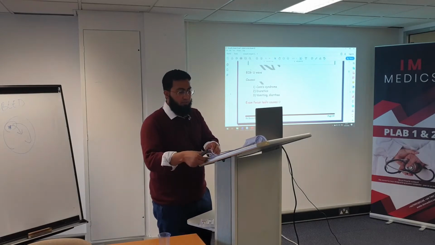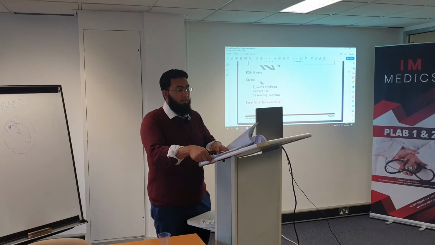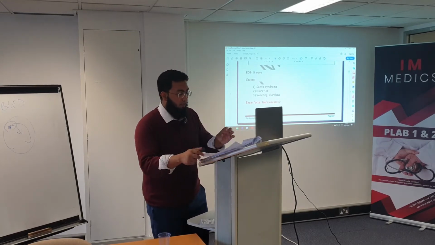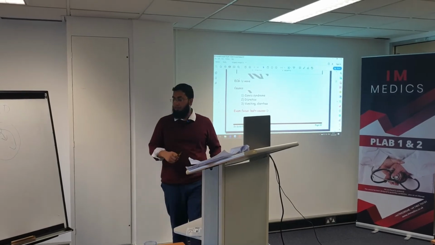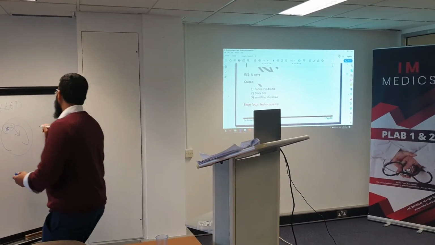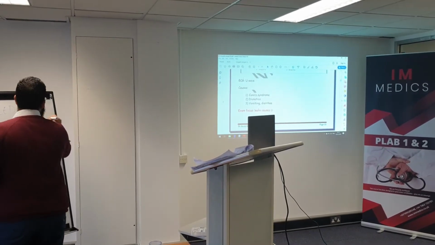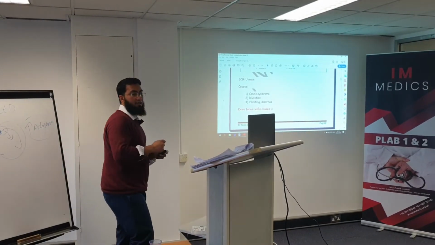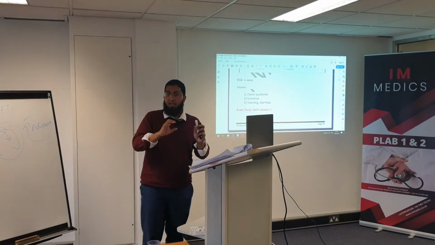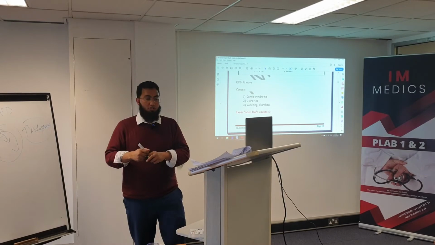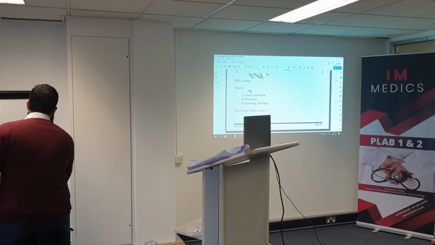Hypokalemia. What things can cause hypokalemia? You need to know for the exam. Number 1, Conn syndrome. We'll do this in endocrine. In Conn syndrome, you have a high amount of aldosterone, and as we know, aldosterone acts on the kidney and increases sodium reabsorption and secretes potassium. So in Conn's, we're going to have high sodium and low potassium.